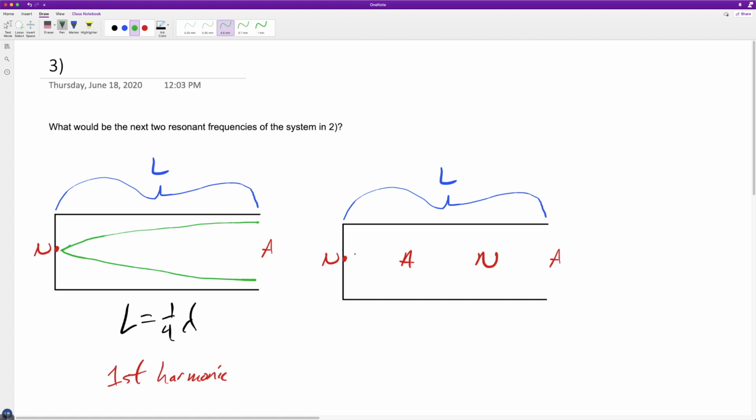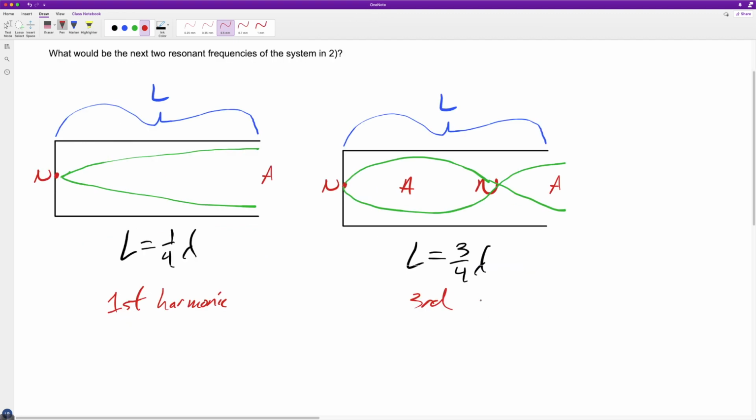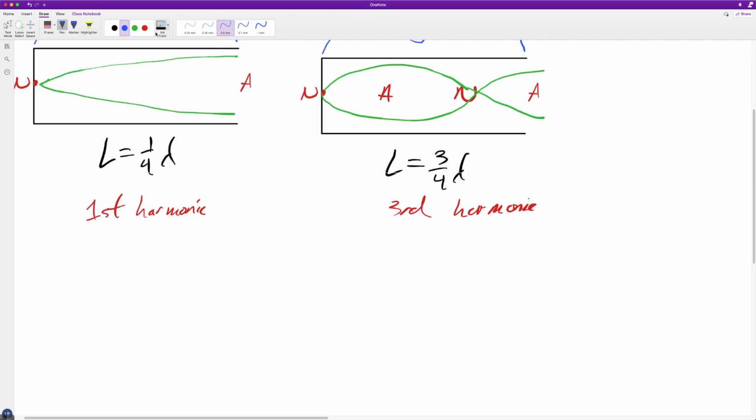So in this configuration, this is equal to, from node to node, 1/4, 2/4, 3/4. So in this case, the length is equal to 3/4 lambda. And this is our third harmonic. All right, so let's figure out what that frequency is going to be. Well, we know from the previous question that the length was 1.7 meters. So in order to find that frequency, I know that V is equal to F times lambda. So my frequency is going to be equal to V over lambda.